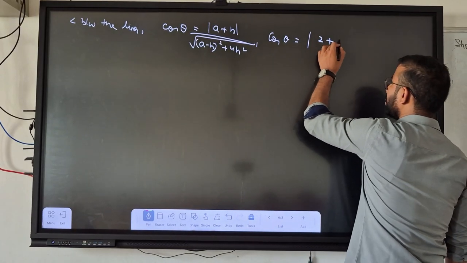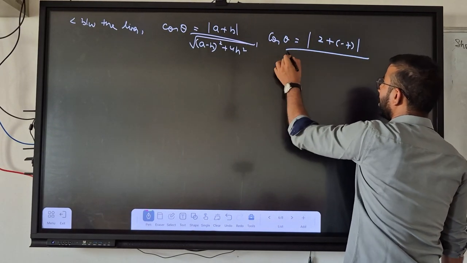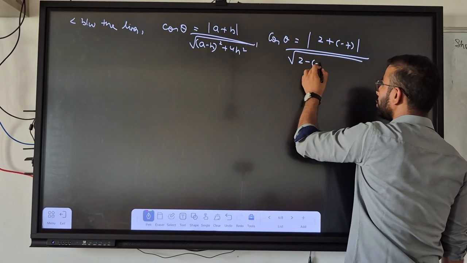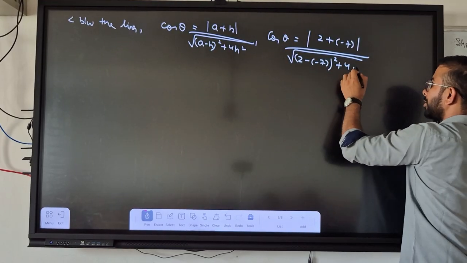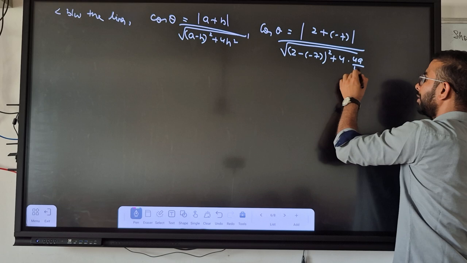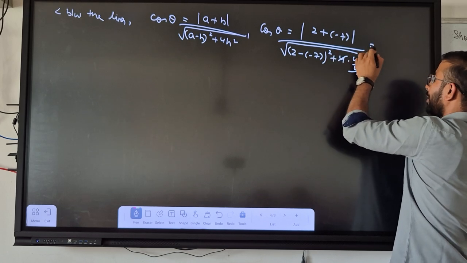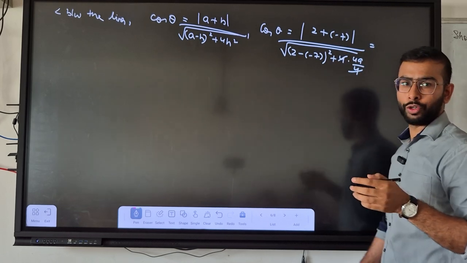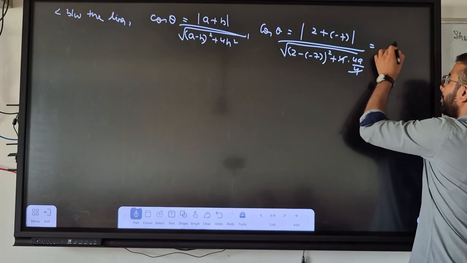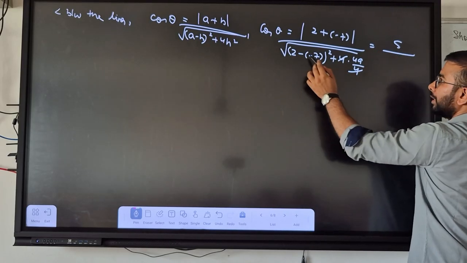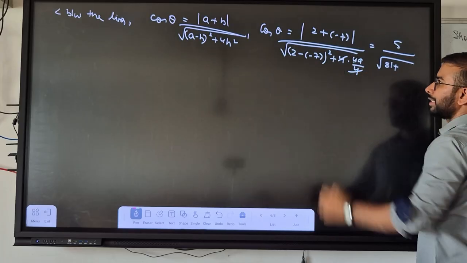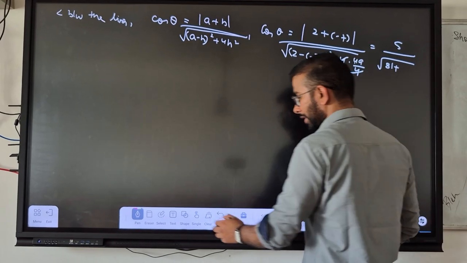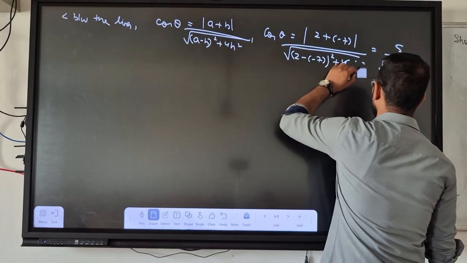So 2 plus of minus 7, under root 2 minus of minus 7 whole square plus 4 into h square, which is 49 by 4. So this is coming out to be mod minus 5. Mod will give you positive, so minus 5 becomes 5. Then this is 9, 9 square is 81. But this is 13 by 2, which we had not seen properly.